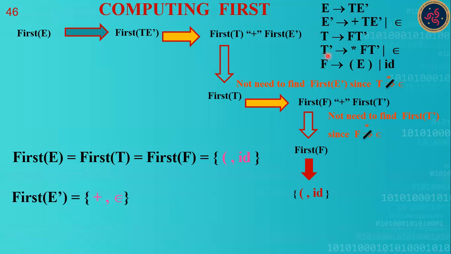Similarly, we have to construct the first value for T prime also. So what is the first symbol for T prime? Here it is a star symbol. So we can take star, and there is another production epsilon also, so we need to consider epsilon also for T prime. So finally the first of T prime is star comma epsilon. Okay, so I hope it is clear for everyone.